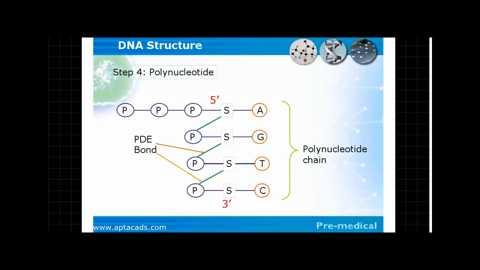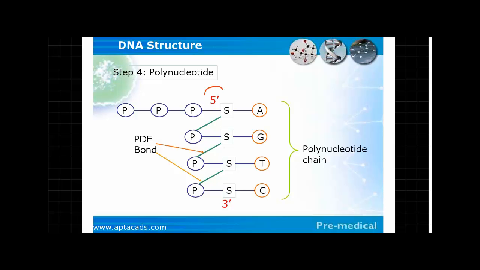Later on, the polynucleotide is going to be formed. For the formation of polynucleotide, what will happen? The mononucleotide will keep on adding to the existing dinucleotide, and this addition is going to occur with the help of phosphodiester bond. So in this manner, the chain keeps on growing, and as a result, a polynucleotide chain is going to be formed. The important thing is that the chain has two ends.